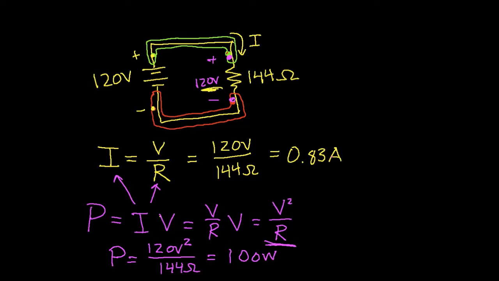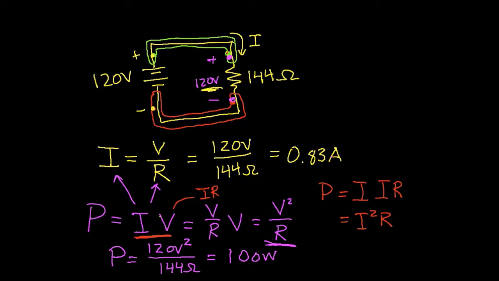I can also find power in terms of the current through the resistor. I do that by starting with this expression, and rather than substituting in V over R for I, I can substitute in for V, I times R. So I have power is I times V, but for a resistor, V is I times R. So the power is I squared R.